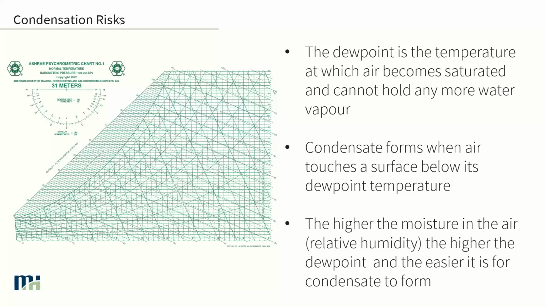So the higher the amount of moisture that's in the air, which is related to the relative humidity of that air, the higher the dew point is going to be. Couple that with cold temperatures, so anything that causes interior surfaces to be colder than the interior air, well then that makes it that much easier for condensate to form on a surface.